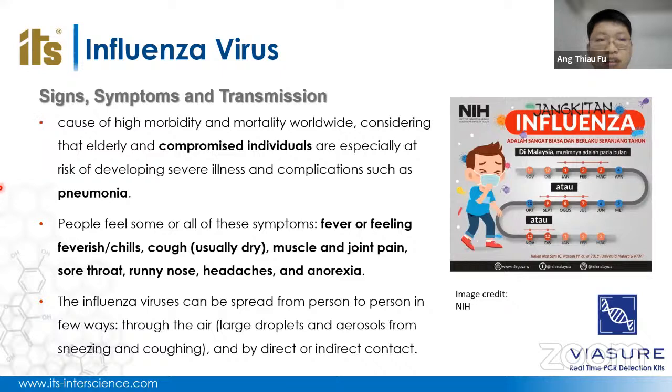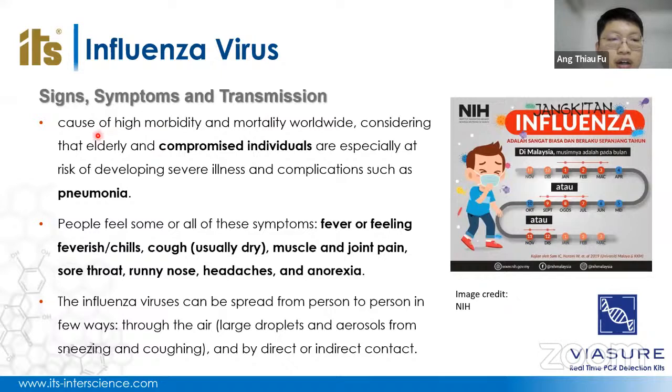Okay, so there's a nice poster from the NIH, and you can see the seasons in Malaysia when the outbreak of influenza commonly occurs. Normally it's in the early part of the year or in the middle. Currently we are actually in an outbreak, but it seems like we are at the end of the outbreak of influenza B.